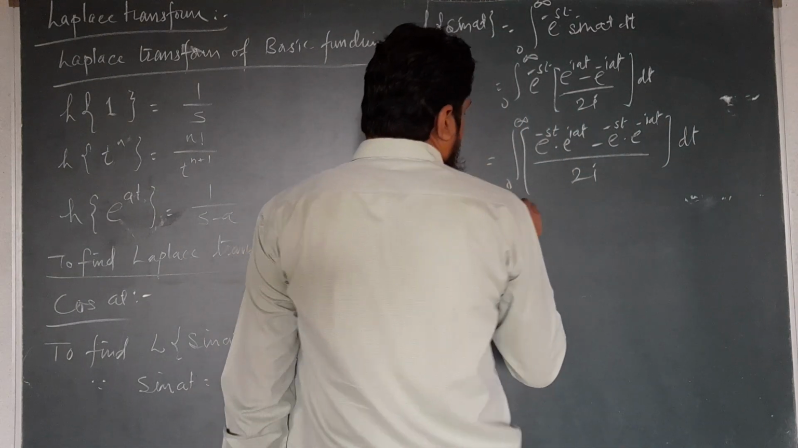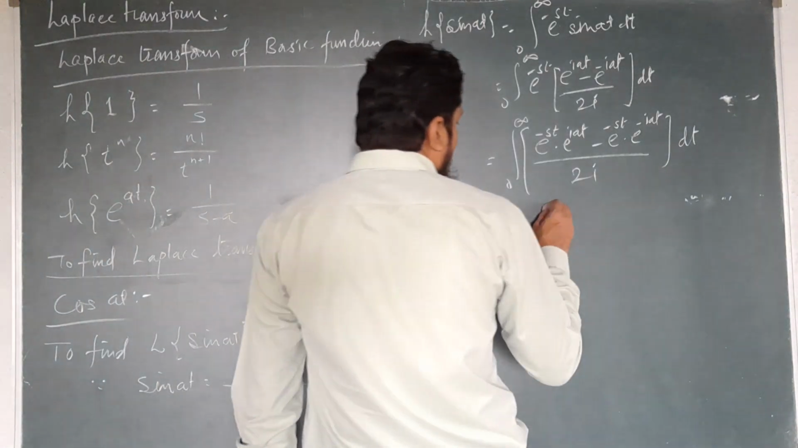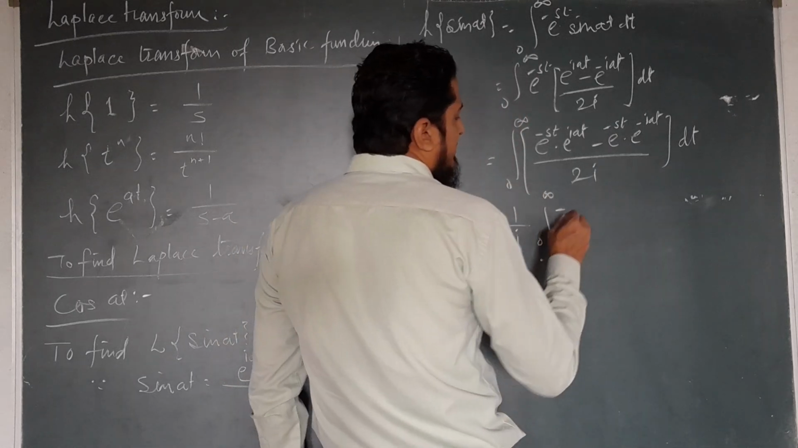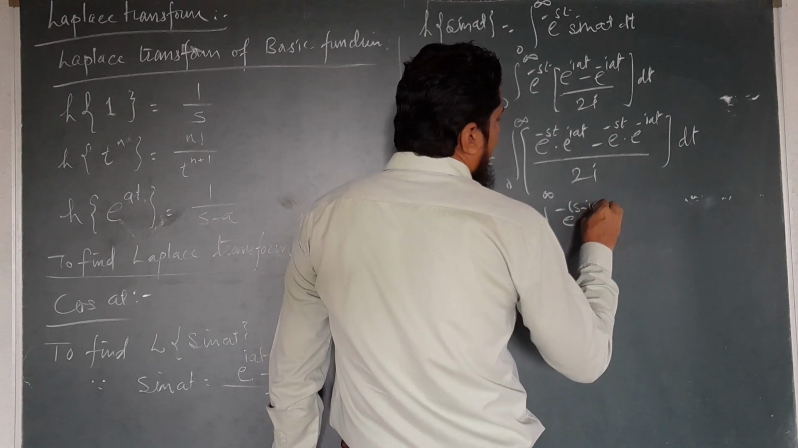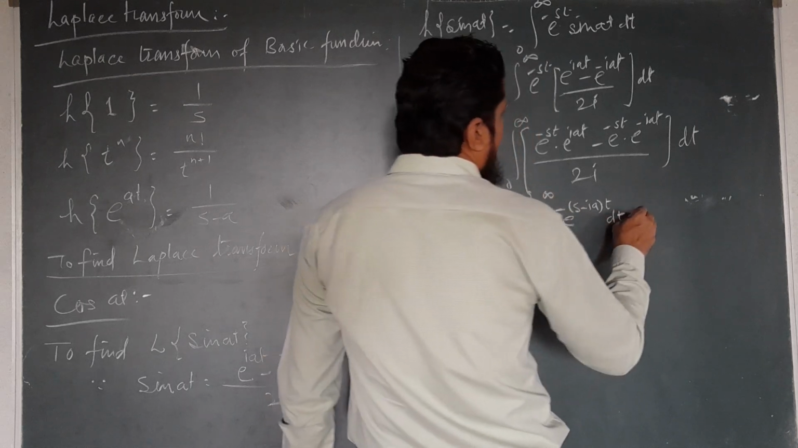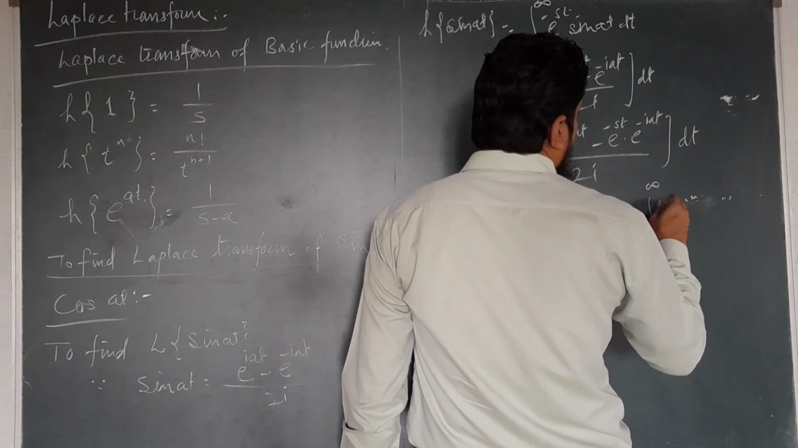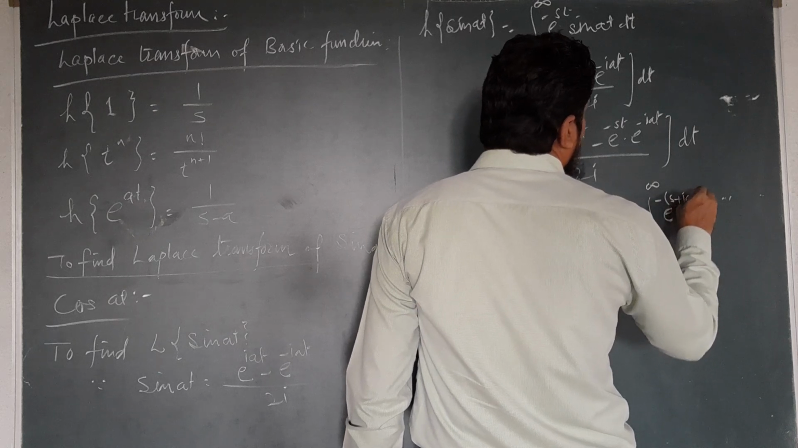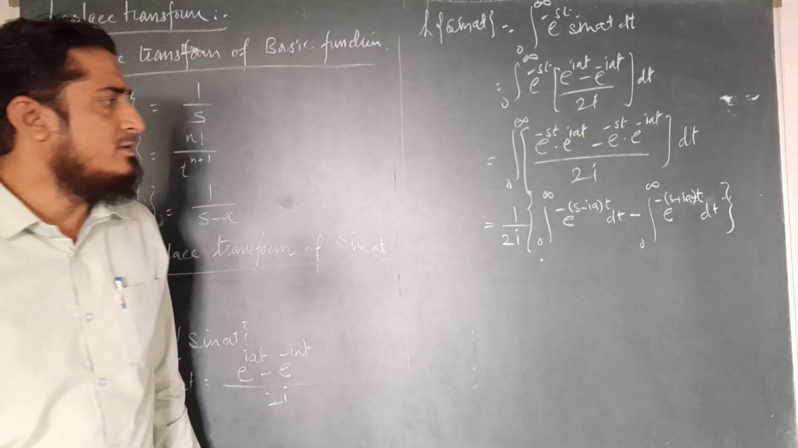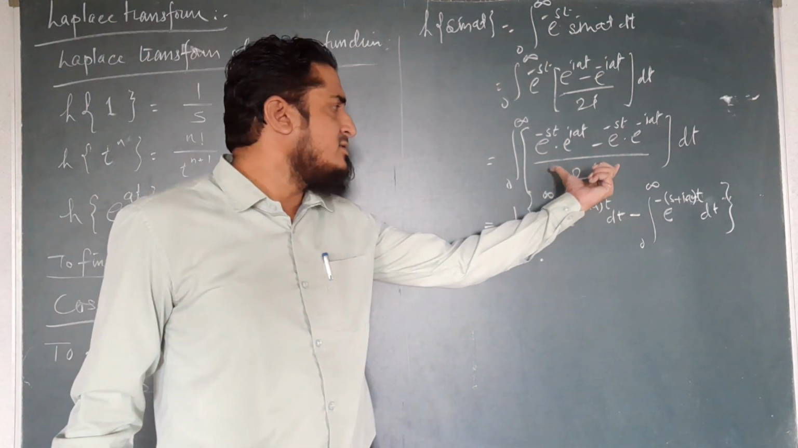Since 1 upon 2i is constant, we can take it outside the integral, and we can write 1 upon 2i, integration from 0 to infinity e raised to minus (s minus ia)t dt, and minus, as it is, integration from 0 to infinity e raised to minus (s plus ia)t dt. We have just distributed the integration to both integrands.